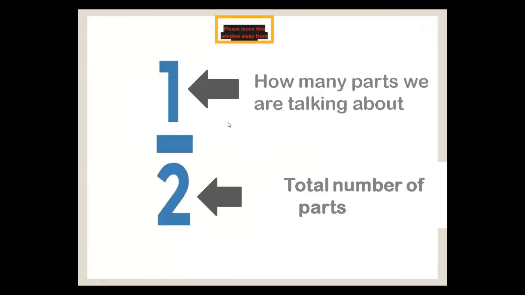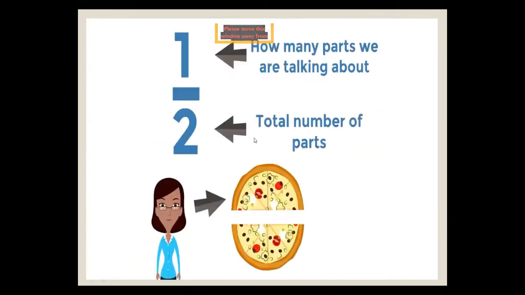Now see the next. 1 means how many parts we are talking about, and 2 means the total number of parts. Let's see that we have one pizza. The 1 says how many parts we are talking about: one complete pizza. And in how many parts have we divided it? We divided it into two equal parts. So it is the total number of parts.